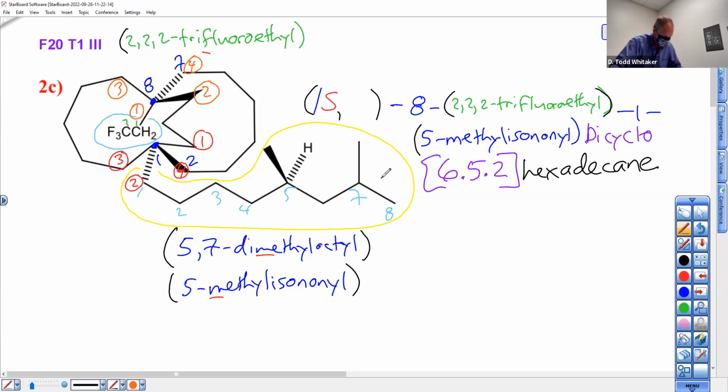Let's make sure. CH2 6 times, CH2 5 times, good. And this one's all set up, isn't it? 4's on a dash already. Counterclockwise says S. So 8 is S in orange.